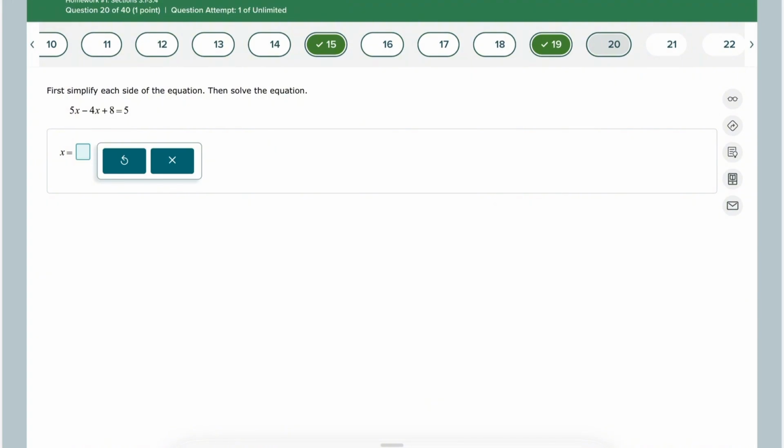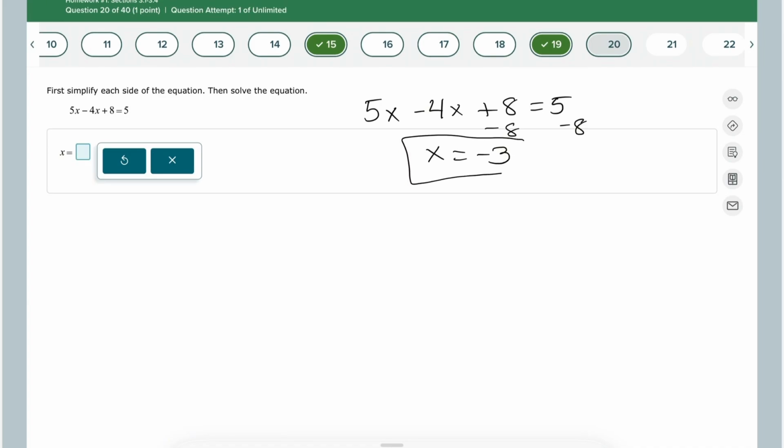Now for this one, it may look a little bit different, but it's no big deal. So 5x minus 4x is x. And then when I subtract 8 from both sides, I get x equals negative 3. So I do skip steps on purpose. I want you to make sure that you are going step by step. It's also because I'm on my iPad, I have to skip those steps.